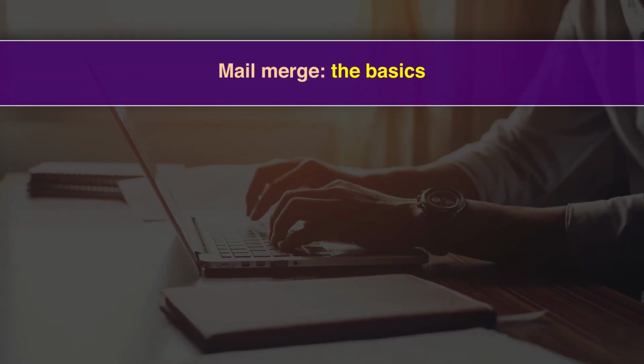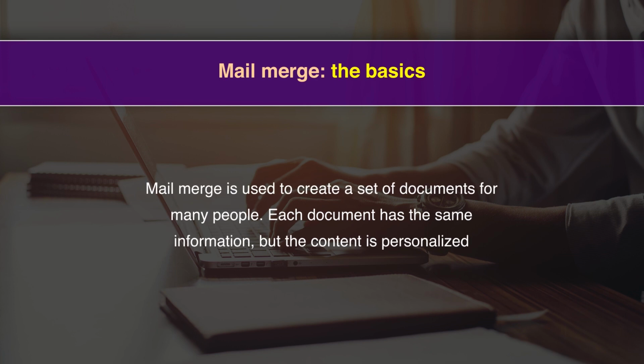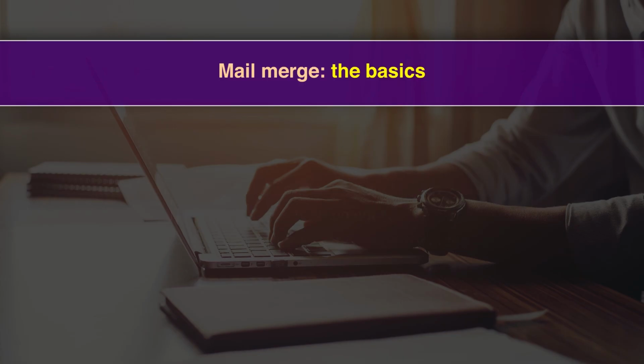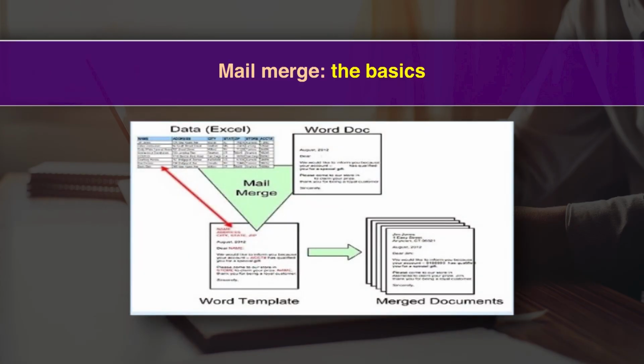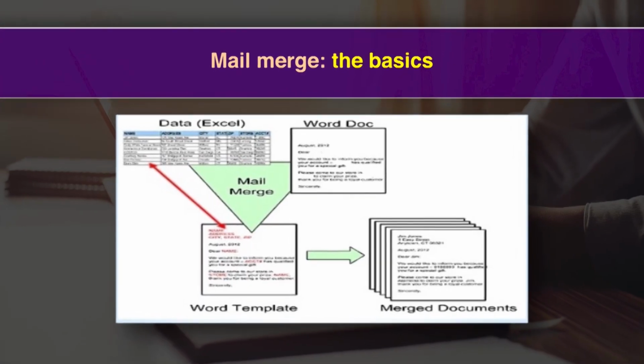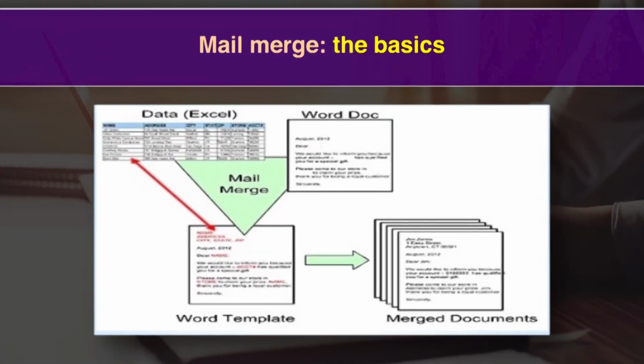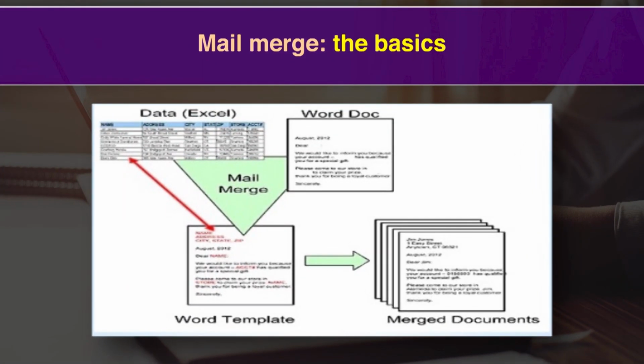Now the mail merge basics. Mail merge is used to create a set of documents for many people. Each document has the same information but the content is personalized. We see that the data is in Excel, then there is a Word document, and when you mail merge, the Word template comes. When you make the Word template, it comes in the form of name, surname, then institution, designation, then address, and then email.